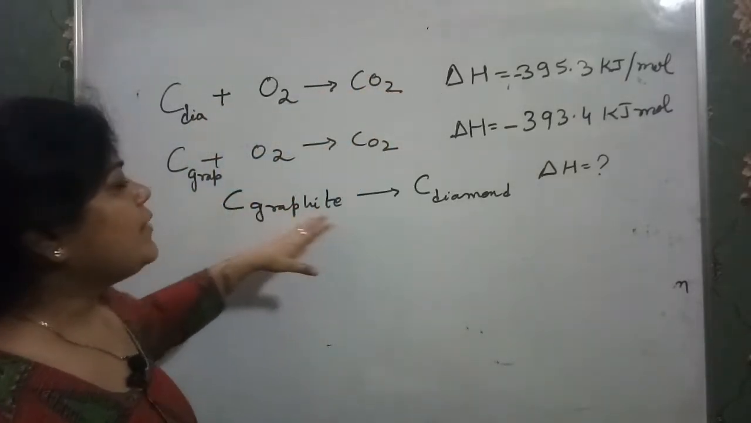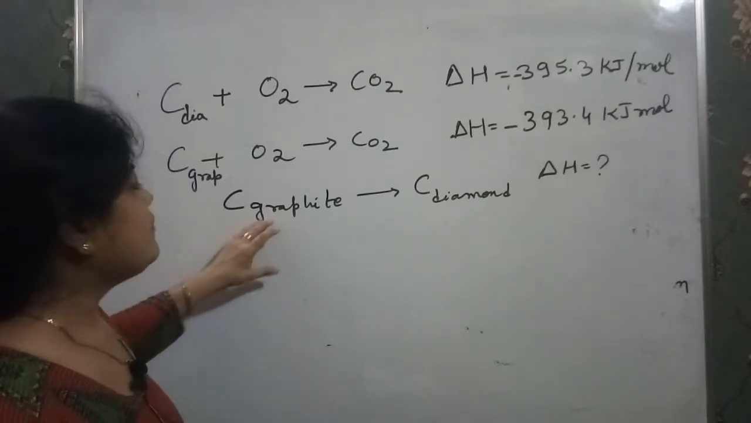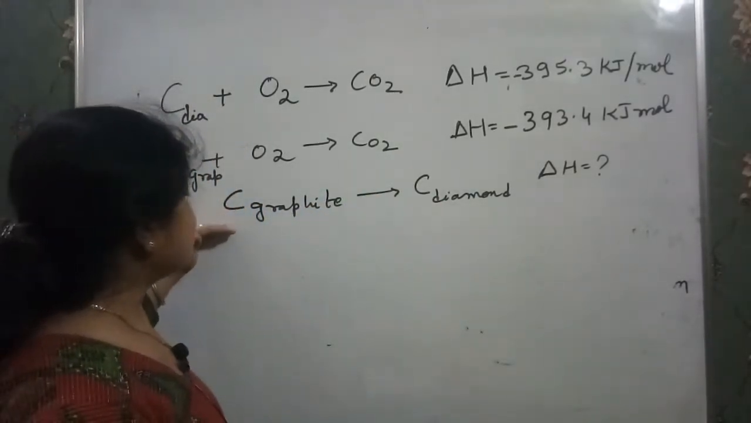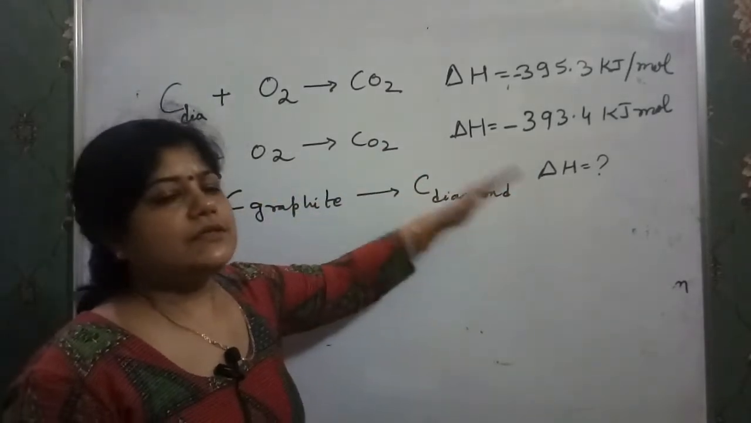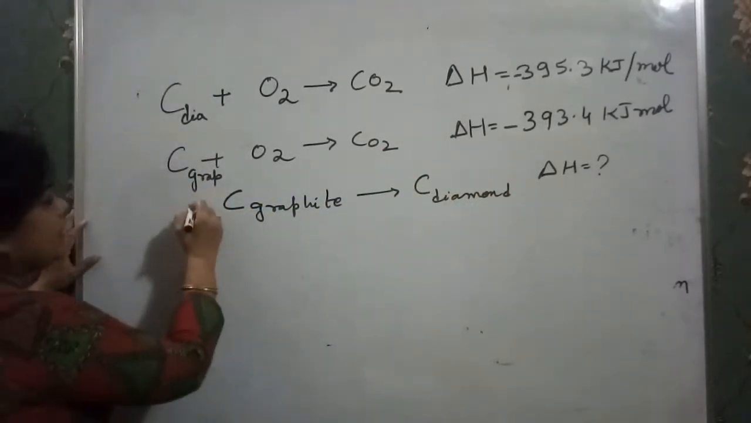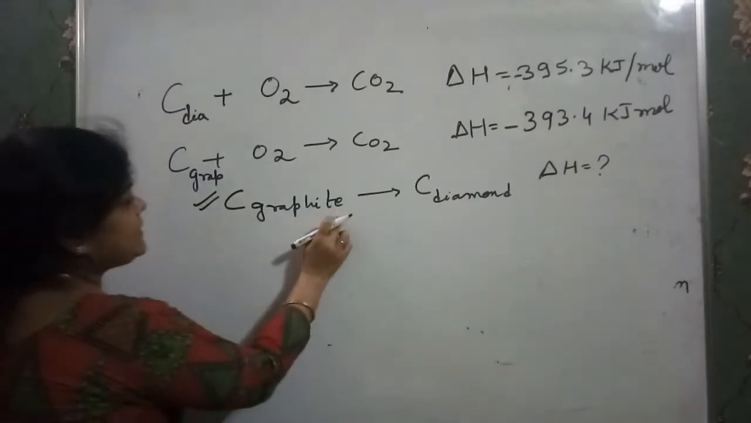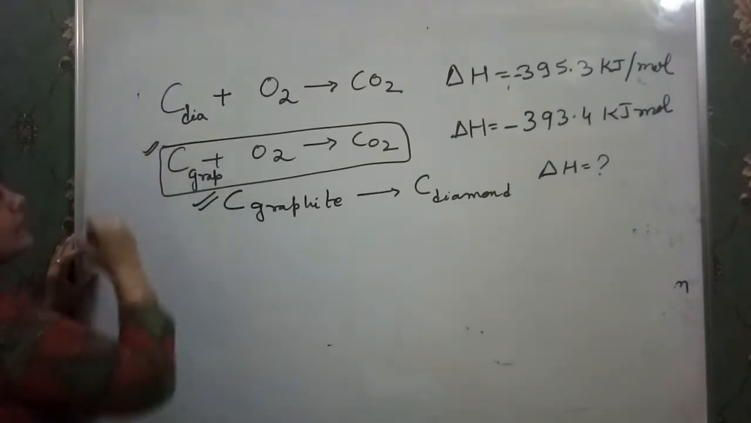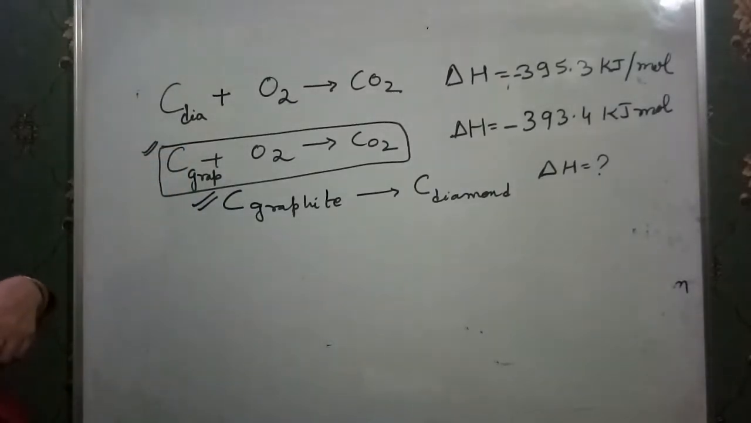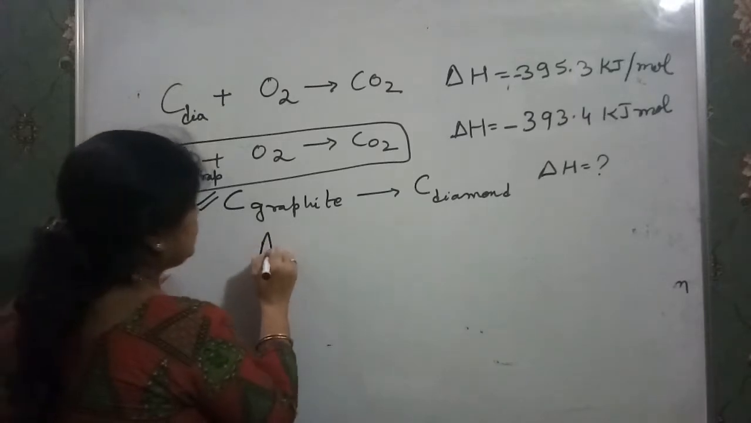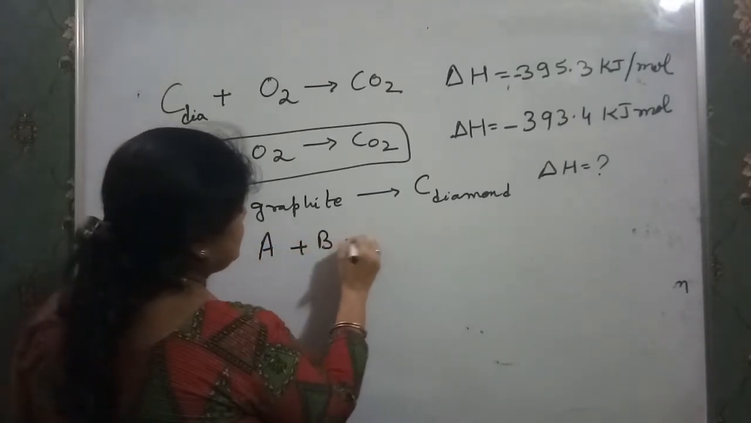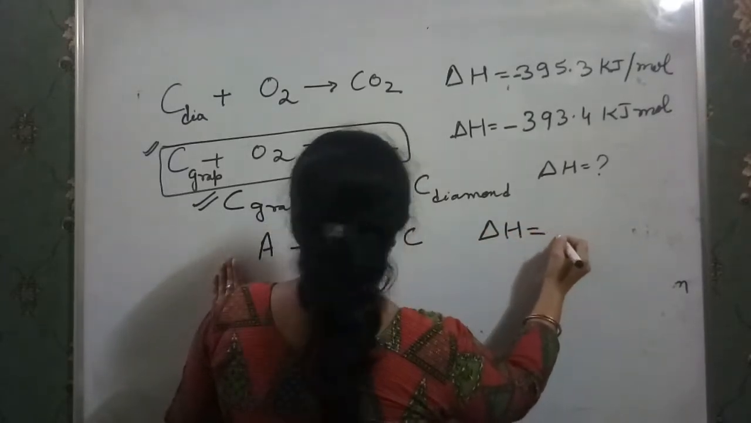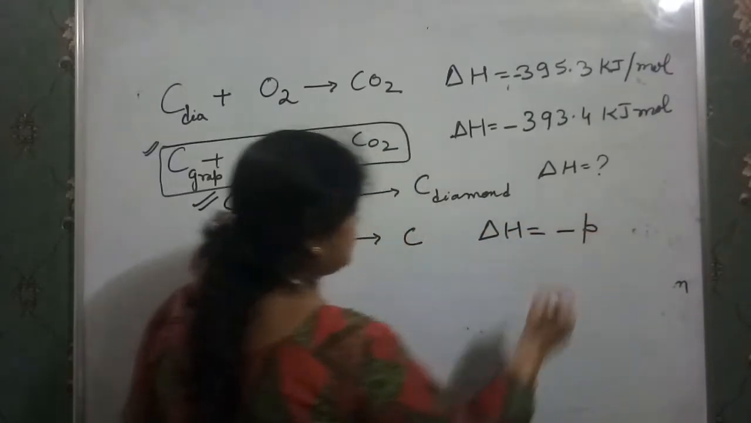Now, we have to find the change in enthalpy when graphite converts into diamond. That means graphite is here and diamond is at this position. So, how do we do that? Graphite is here, so our equation is in this way. Firstly, I want to tell you one concept. If there are two equations, A plus B gives C, and for example, the heat evolved is minus P. Clear?